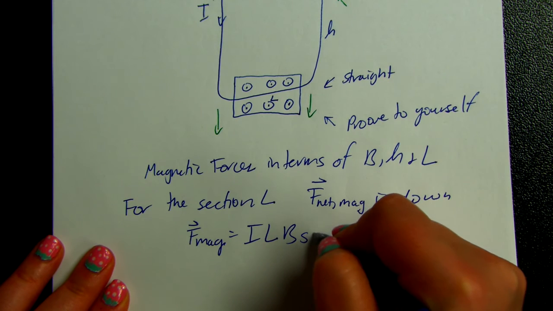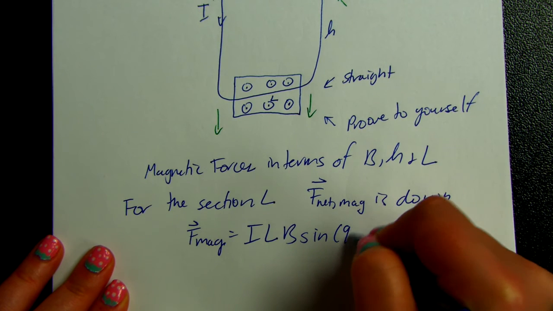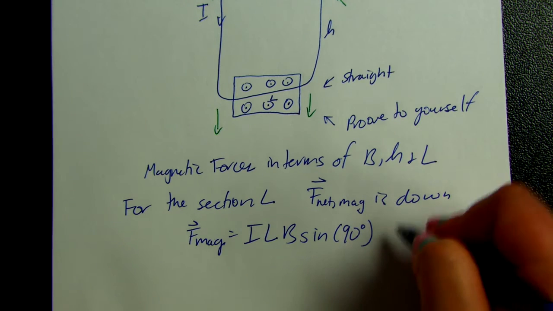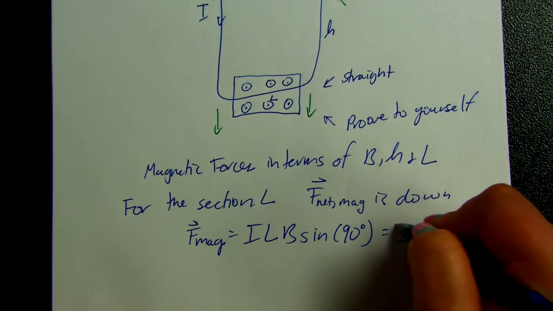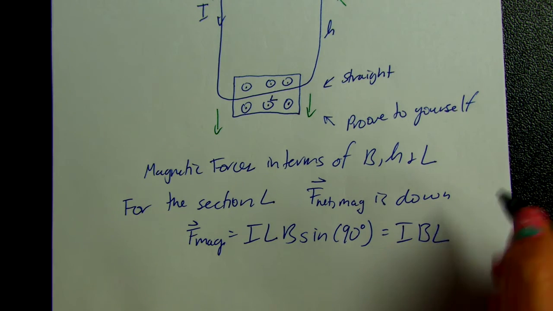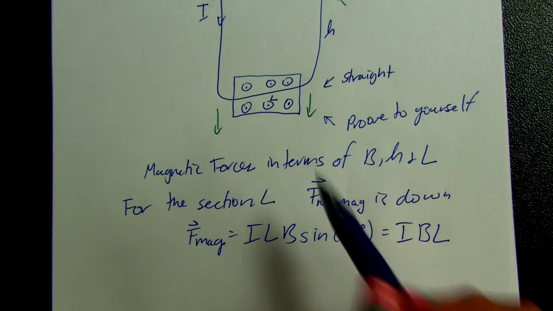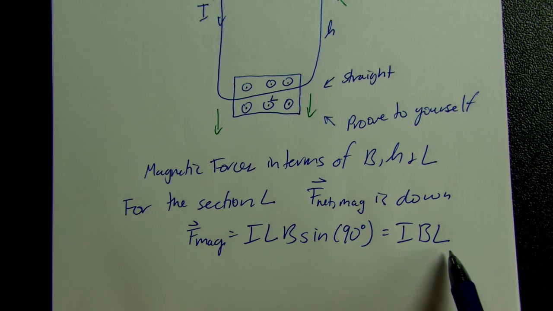Now in this particular case, we're just going to use the sine of 90. So we know that they're 90 degrees to each other. Let's just keep this really nice and easy. And of course, that's just equal to IBL. So when you have a wire that is going through a magnetic field and they're perpendicular, this is an expression that you can use.